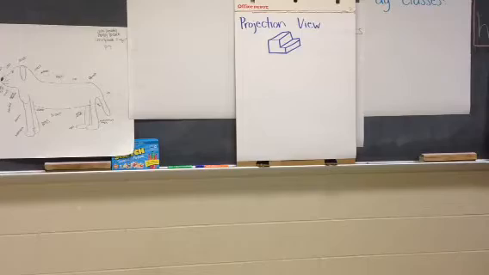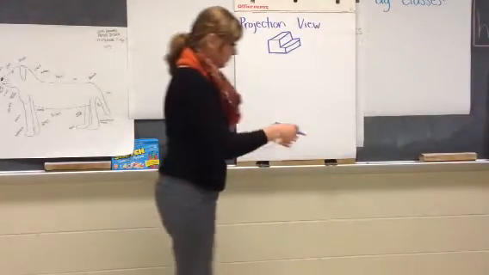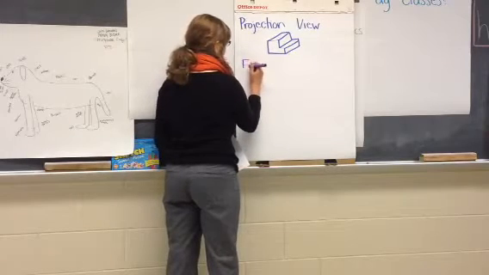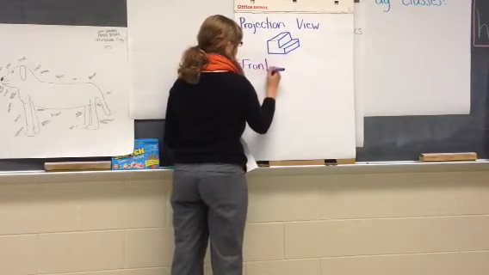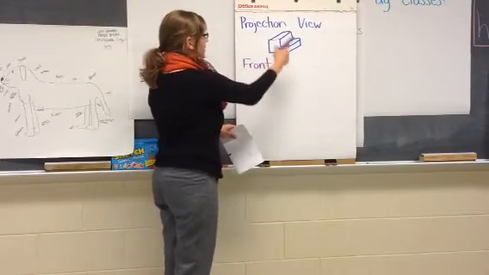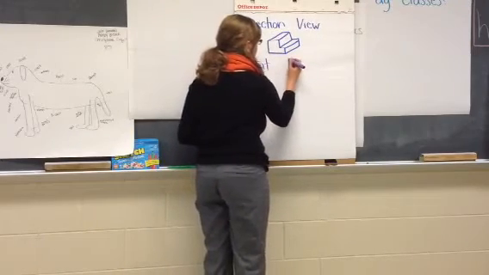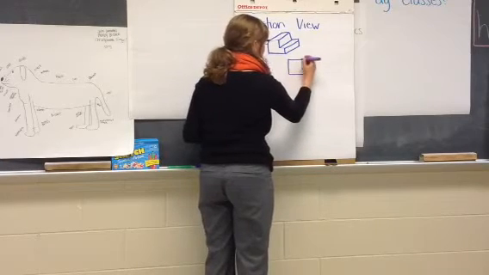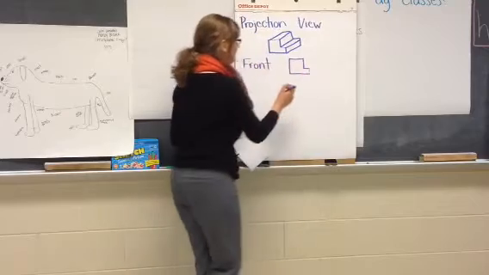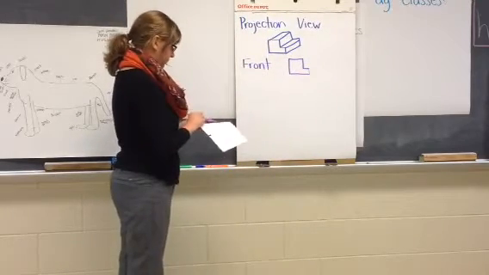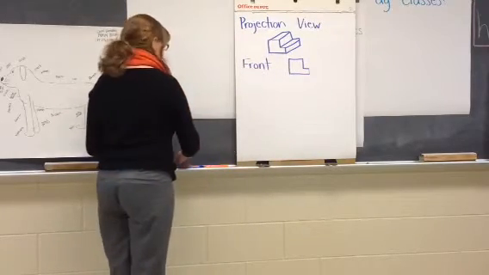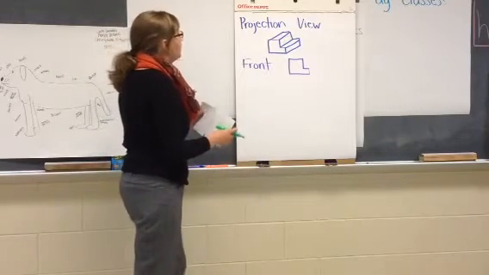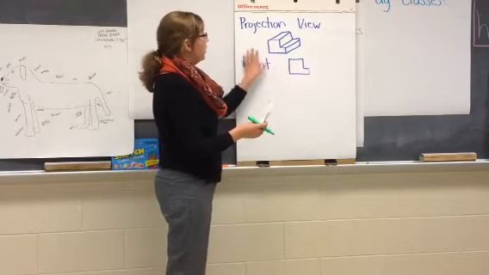So to draw that out, we have our front. And our front view of this is just that square with a chunk taken out. That is our front view. Then we'll go ahead and draw our top view.